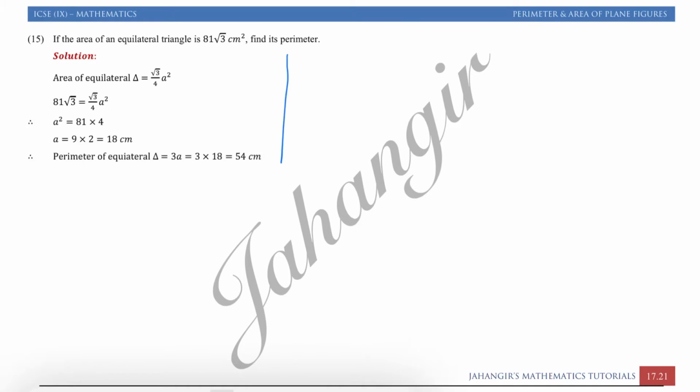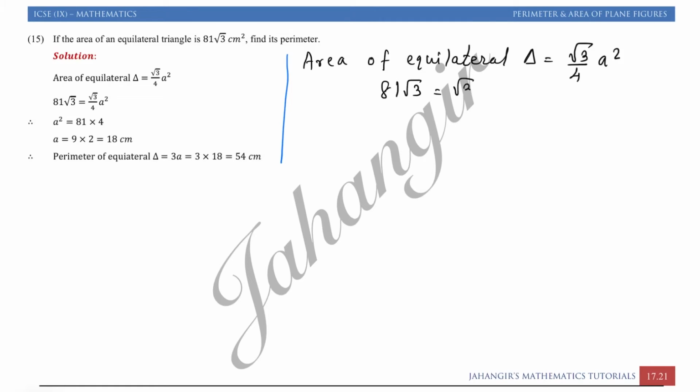Find the side and the perimeter if the area of an equilateral triangle is 81 root 3. So directly you can put the formula for the area of an equilateral triangle, that is root 3 by 4 into side square. So this will give you 81 root 3 is equal to root 3 by 4 into side square.